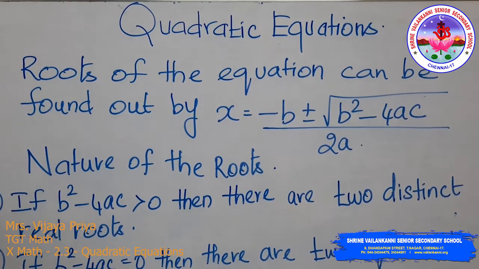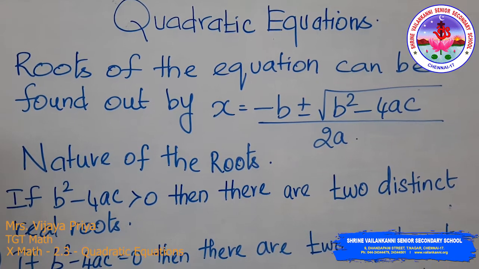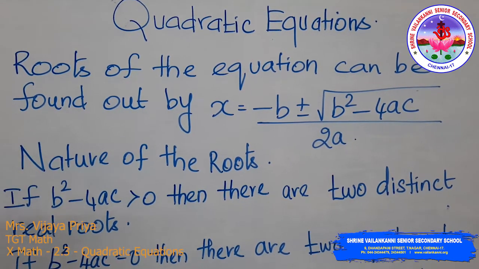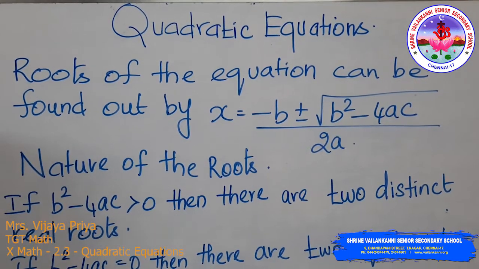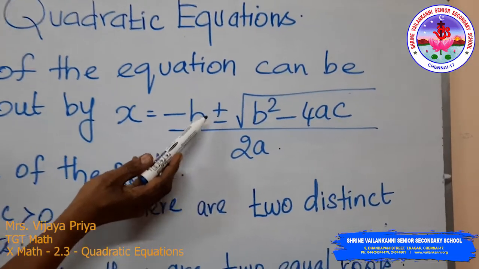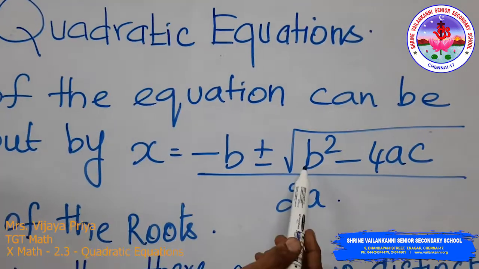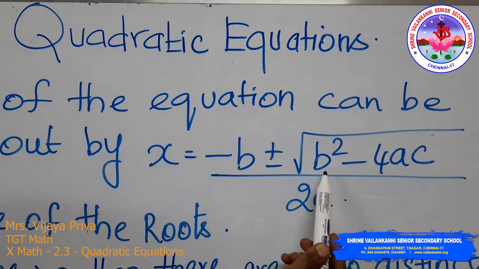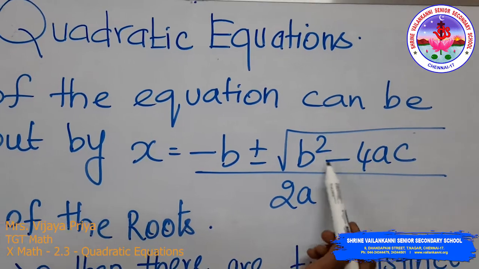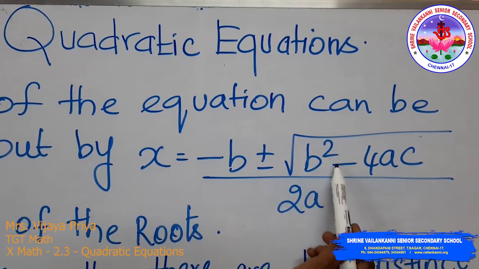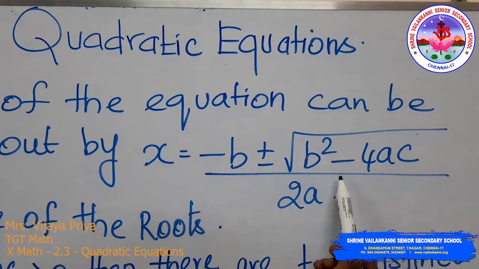Coming back to our chapter quadratic equation, let us see what is the nature of the roots. Before going for the nature of the roots, let us recall the previous exercise. We found out the roots of the equation using the quadratic formula x is equal to minus b plus or minus square root of b squared minus 4ac by 2a. So we are going to find the discriminant, that is the b squared minus 4ac value, which is called the discriminant of this equation. Substituting the value of b squared minus 4ac, we are going to find the nature of the roots of the equation.